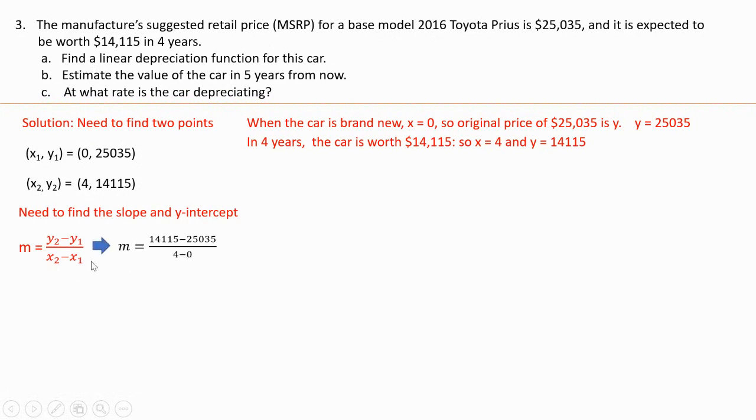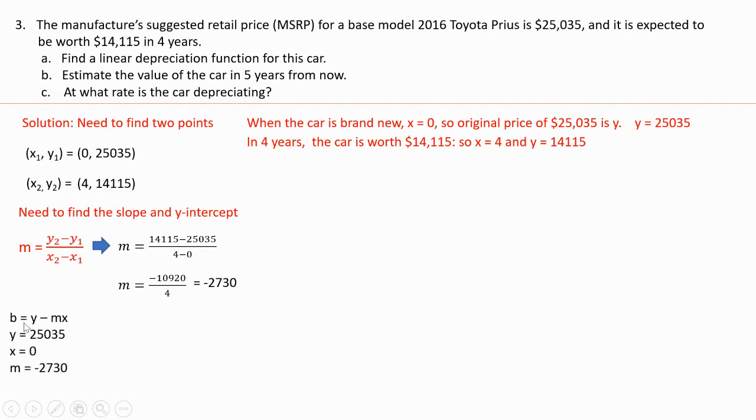So again, the same process as before. This is y2 minus y1, over x2 minus x1. We simplify it, so we get negative 2,730. So in other words, the slope means that the car is depreciating at this rate every year.